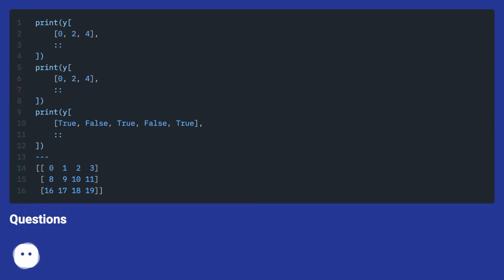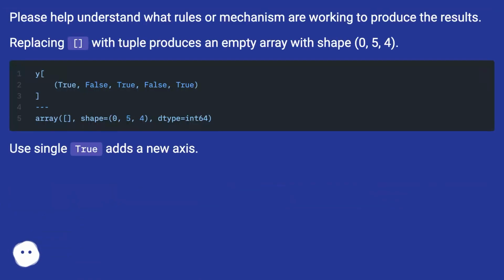Questions. Please help understand what rules or mechanism are working to produce the results. Replacing with a tuple produces an empty array with shape (0, 5, 4). Using a single True adds a new axis.